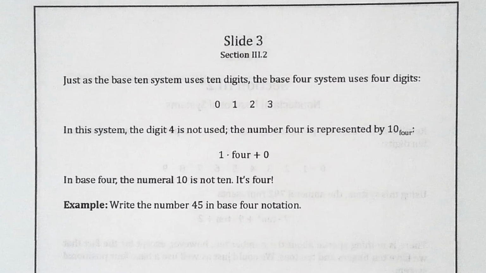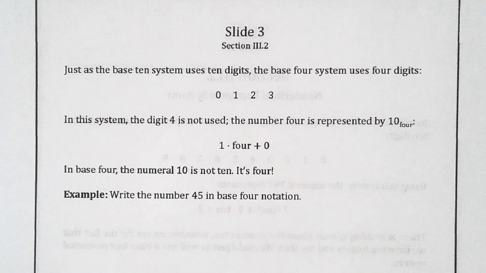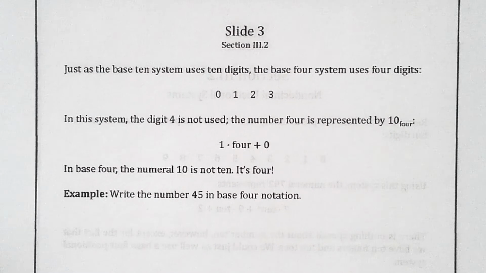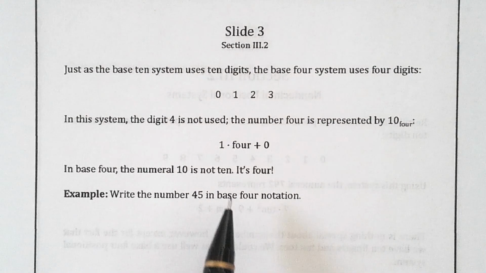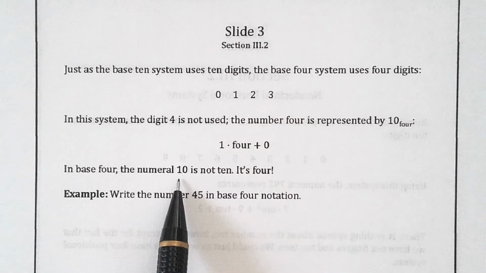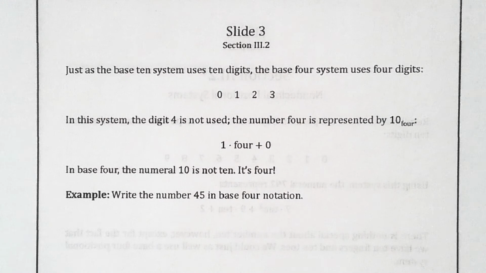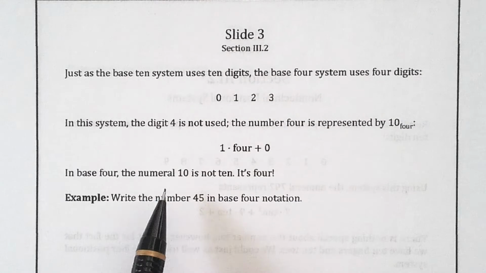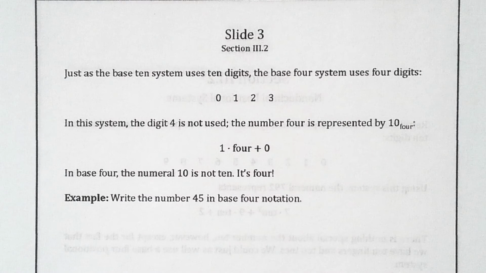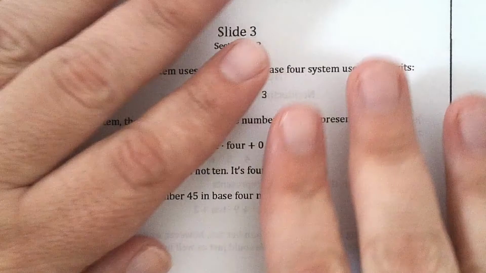Just as the base 10 system uses 10 digits, the base 4 system uses 4 digits, 0, 1, 2, and 3. In this system, the digit 4 is not used. The number 4 is represented by 1, 0. And it's 1, 0 because it's 1 four and 0 ones. So 1, 0 is not 10 in this system, it's 4. So if you see a 1, 0 written in this context, don't say 10. 10 is this many. It's how many fingers you have.